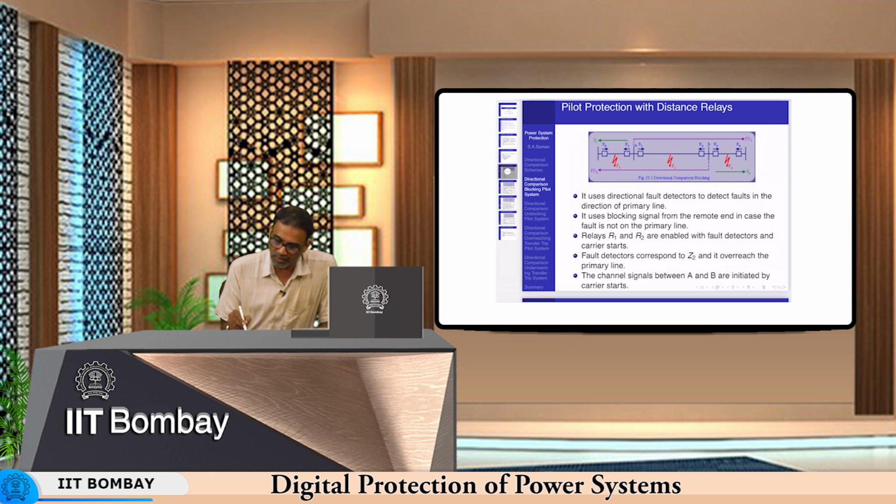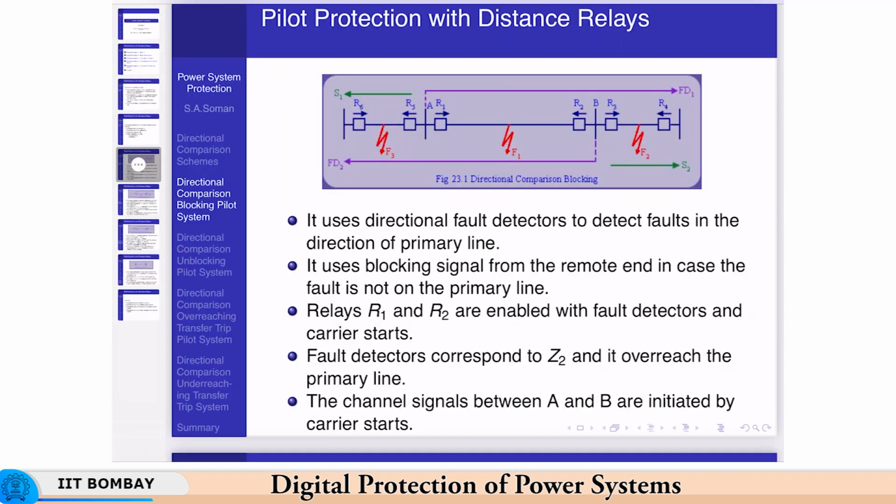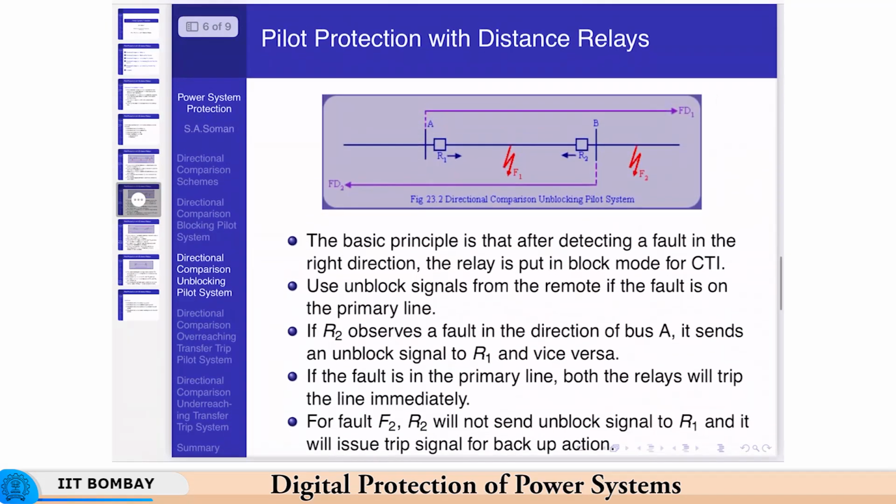However, if there is a fault at F1, then FD1 will pick up as well as FD2 will pick up, and neither S1 nor S2 will pick up. Okay. So S2 will not pick up, and there is no carrier start received at R1, and hence it is free to trip in almost zone 1 time. Okay. It is not zone 1, because this carrier start signal receiving will take some time, but it is definitely much faster than zone 2. So this depends on the two elements, fault detector and carrier start, to either initiate the tripping or block the tripping.